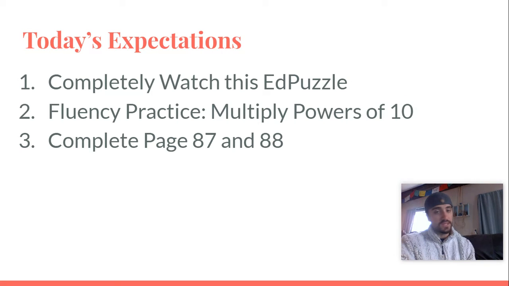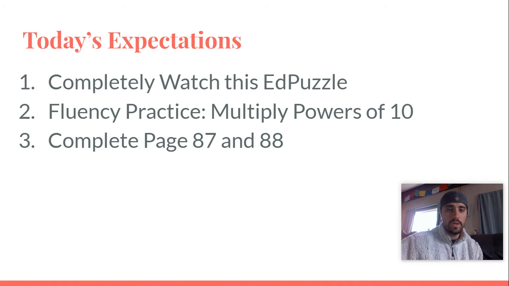Number one, the thing that you're doing right now: completely watch this Ed puzzle and answer the questions as we go. Second thing you're going to do is a fluency practice. We're going to start today by multiplying powers of 10. That's going to be our fluency practice. And then you are going to do some independent practice, which is going to be page 87 and 88. Everything that you need for today's lesson is linked on this Google Classroom post. Okay, let's get at it.